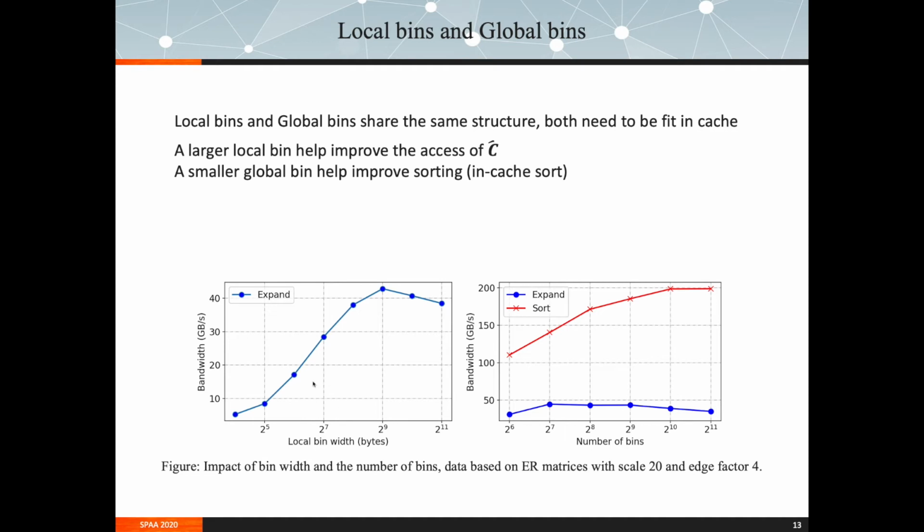You can see here a large local bin will help improve the bandwidth, but we need to make sure the number of bins will not be crazy, and the total bins can fit in the L3, L2 cache. On the other hand, the global bins are the ones that are actually storing the intermediate tuples, which will later be used in the sort and merge. We also need to make sure that each global bin can fit in the cache, so we can enjoy the cache speed in the sort.